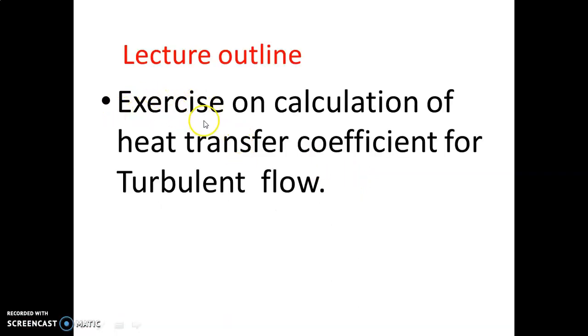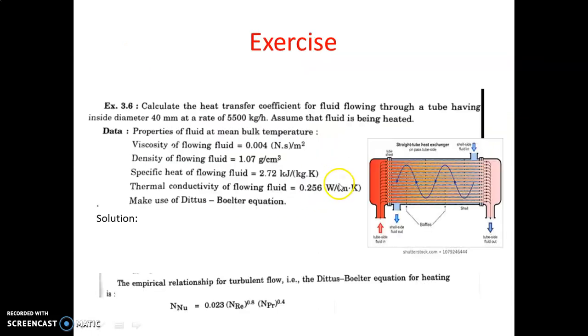Today I will discuss the exercise or problem on the calculation of heat transfer coefficient for turbulent flow. So this is example number 3.6. Calculate the heat transfer coefficient for fluid flowing through a tube having inside diameter 40 mm and at a rate of 5500 kg per hour. Assume that the fluid is being heated.